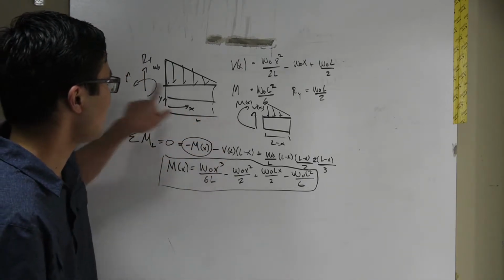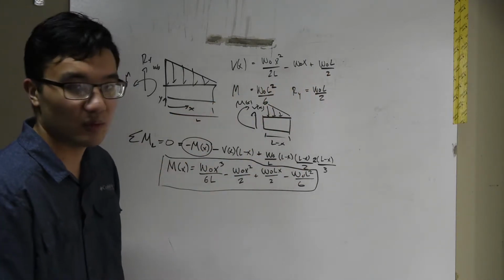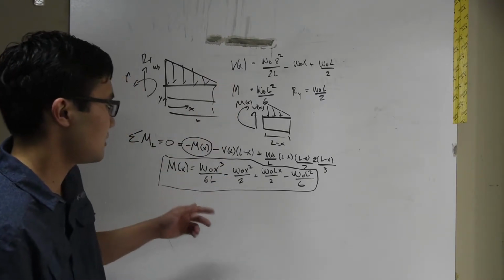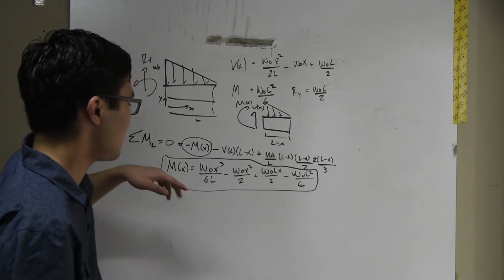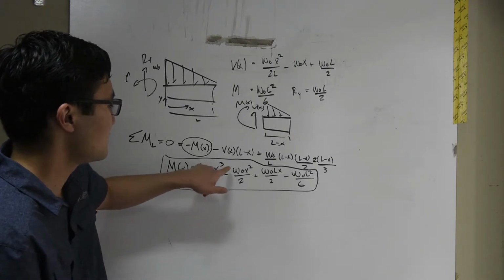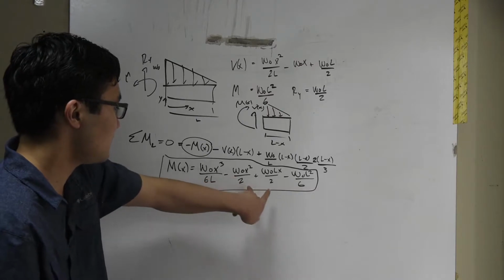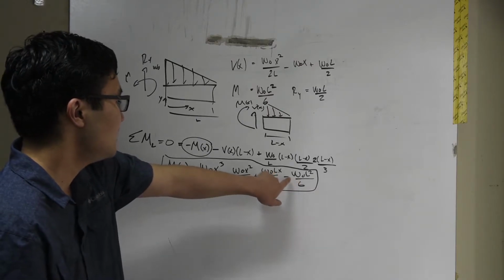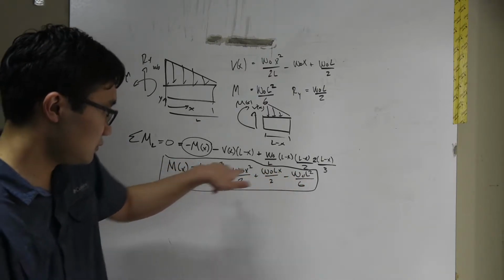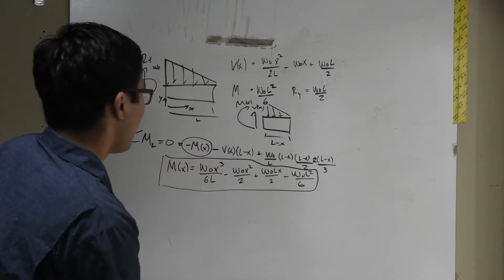I've drawn moment this way. It flips sign at the wall. W naught L squared over 6 is exactly equal to the moment resisted at the wall. At x equal to L, you guys can do the math here, but it's going to cancel. We're going to end up with W naught L squared over 6, W naught L squared over 2, W naught L squared over 2. These two terms will directly cancel. This term over here, W naught L squared over 6, will cancel with that front term. It goes to 0. So I'm quite confident in the answer.